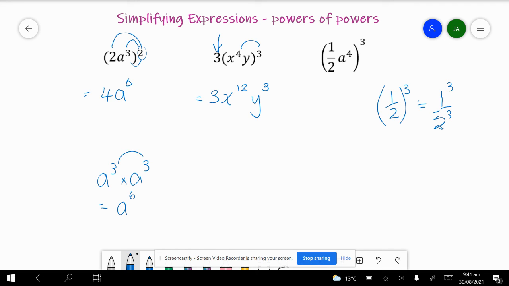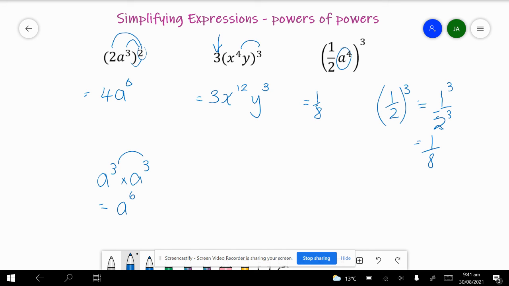Okay. 1 to the power of 3 is just 1 times 1 times 1. And 2 to the power of 3 is 2 times 2 times 2, which is 8. Okay. So you can think of when you're cubing a fraction like that, just cube the top line and cube the bottom line, and we get 1/8.